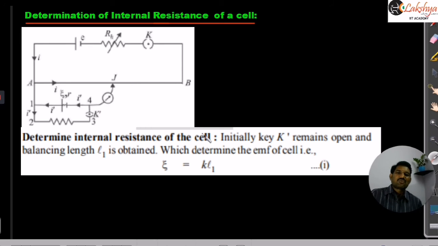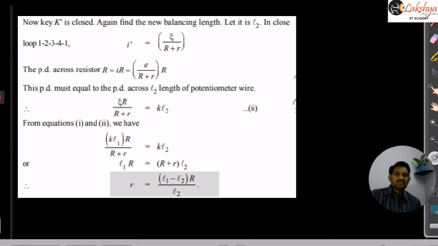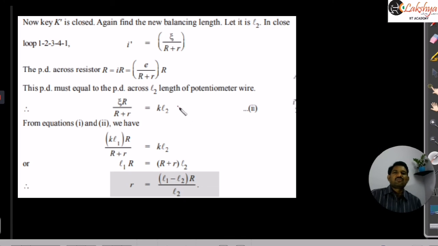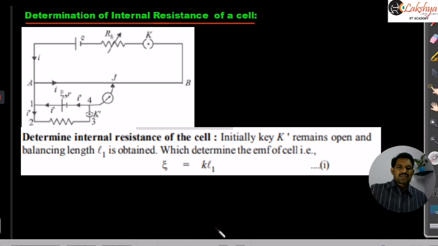Suppose it is L1. Then the EMF of the cell must be equal to the potential difference across this, because no current is flowing through the cell. So I can write E is equal to KL1. Next we close this key, so that this resistance is also included in the circuit. The important thing you should observe here is that there is some current flowing in this loop, 1, 2, 3, 4.